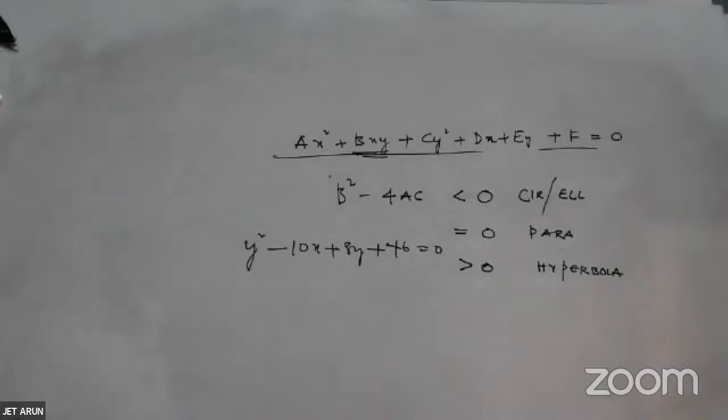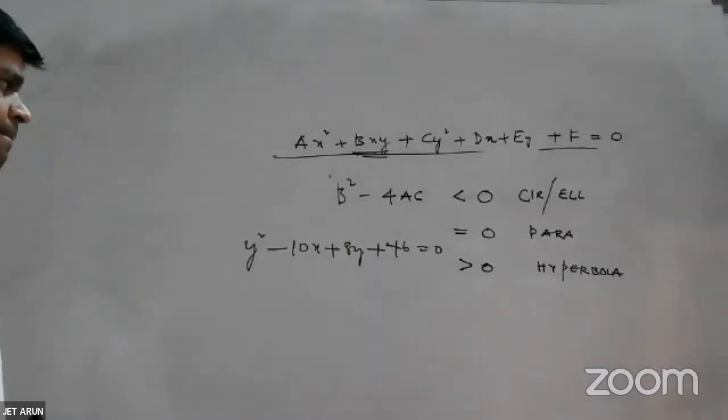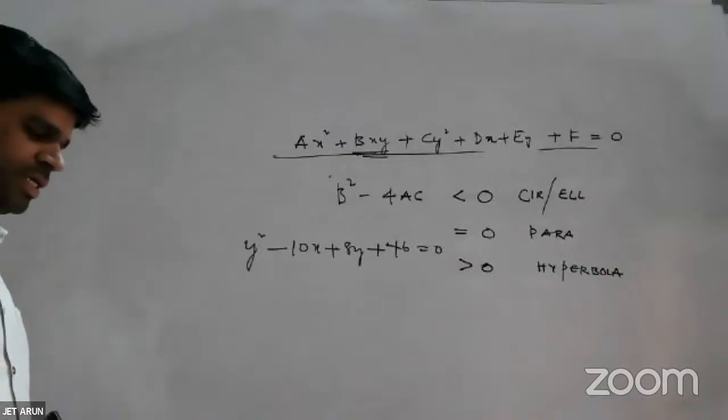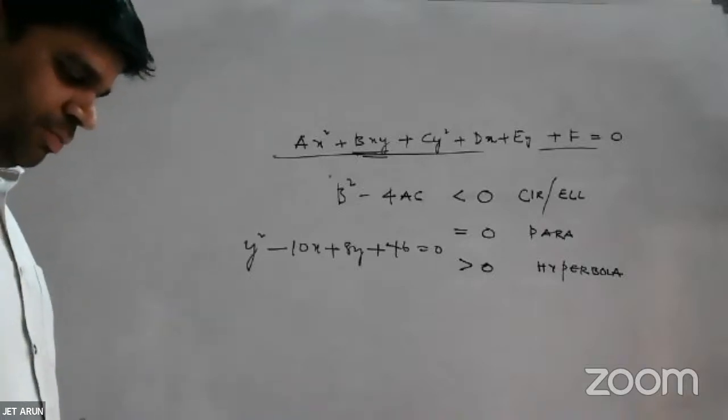B square minus 4AC is equal to 0, sir. That means it has to be a parabola. It is 0, right? That means it has to be a parabola.